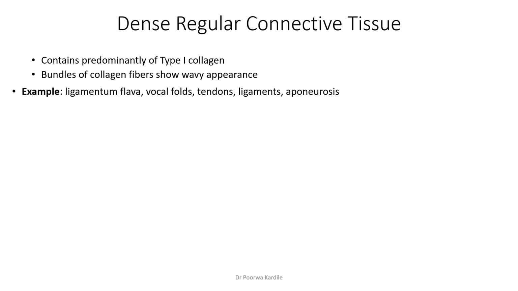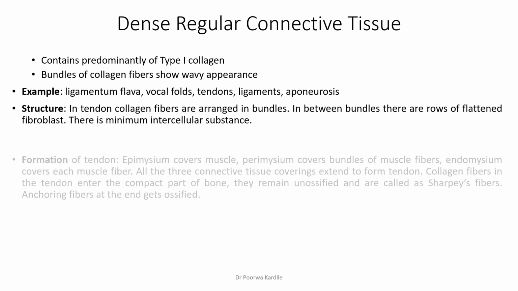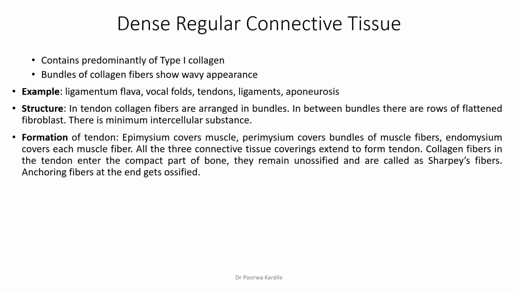We have this slide of tendon for practical also. Then the dense regular tissue is also present in ligaments, aponeurosis. And if we see structurally, in the tendon, the collagen fibers are arranged in bundles, and in between these bundles, there are rows of flattened fibroblasts, and there is minimum amount of intercellular substance. This is how the tendon is formed.